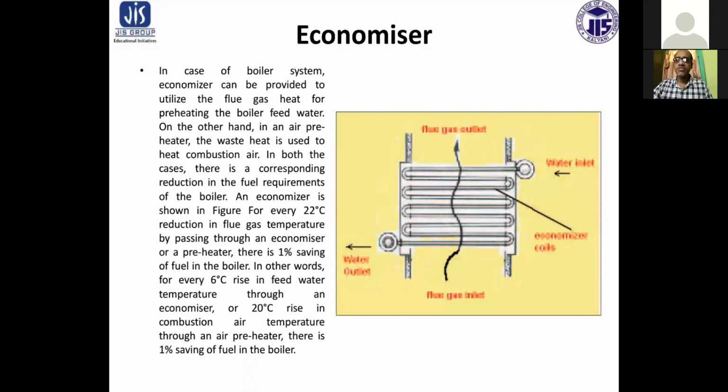On the other hand, for every 6 degrees centigrade rise in feed water temperature through an economizer, or 20 degrees centigrade rise in combustion air temperature through an air preheater, there is 1% fuel saving in the boiler. So why the economizer and air preheater? These are the most important things. They act as energy savers, and they also reduce pollution by saving fuel. Next page.